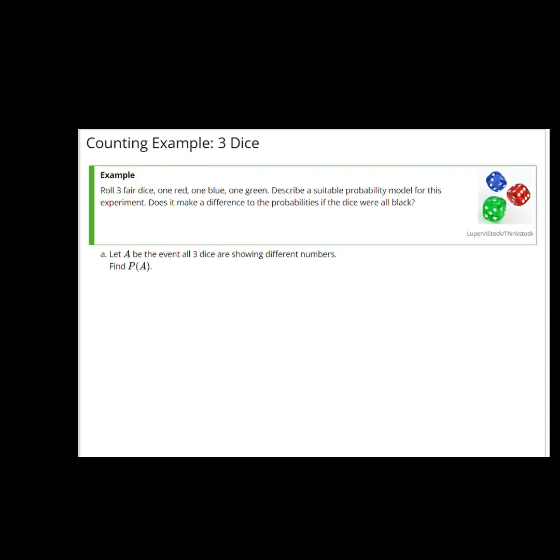Here's a counting example involving 3 dice. I roll 3 fair dice, 1 red, 1 blue, and 1 green. What's a suitable probability model for this experiment? Let A be the event that all 3 dice show different numbers. Find the probability of the event A.